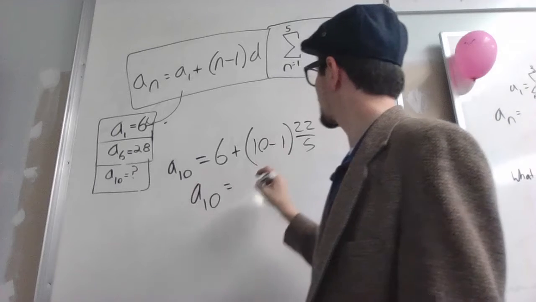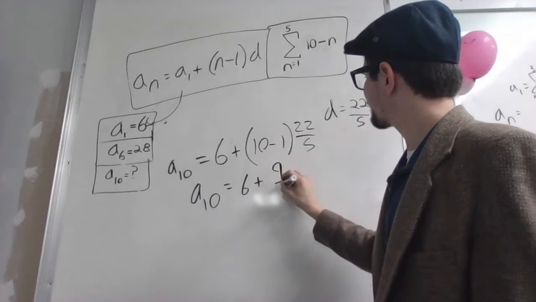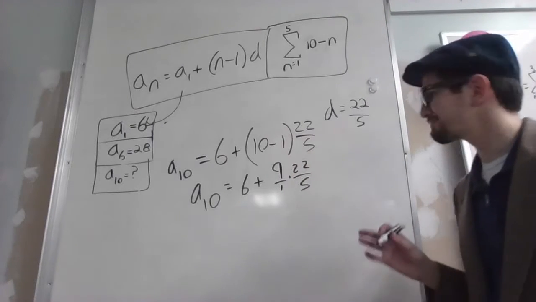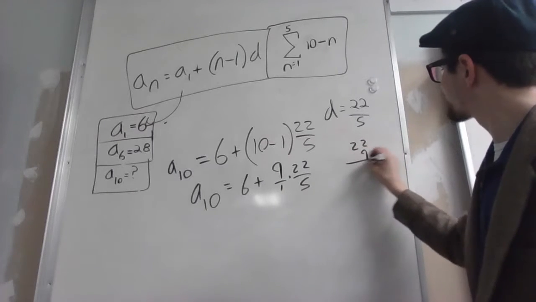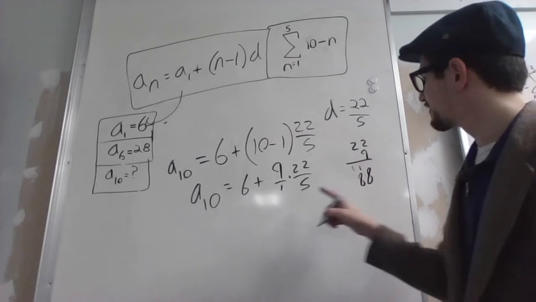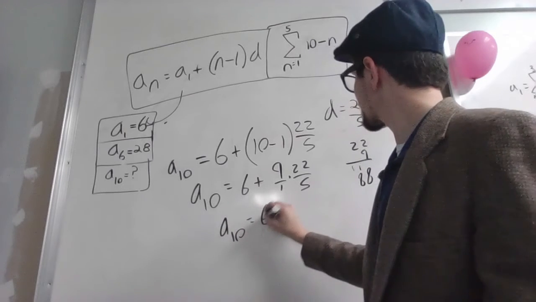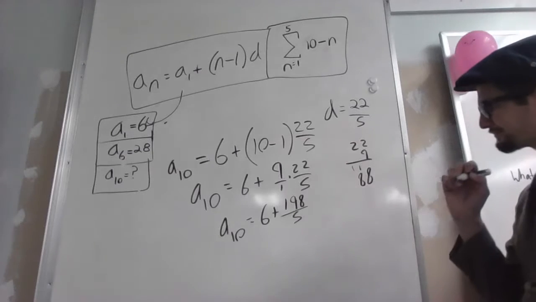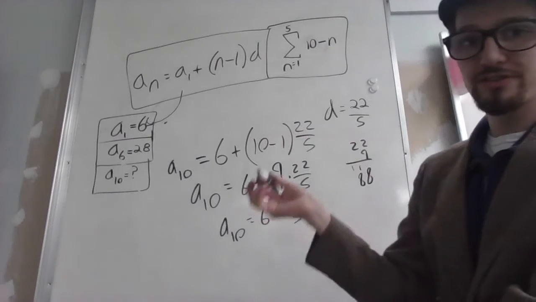So what's 10 minus 1? It's very obviously 9. So 9 times 22 over 5. Probably better suited for a calculator, but we do 22 times 9, we get 9 times 2 is 18, 9 times 2 is 18, we get 198 over 5. That's terrible. So we get A sub 10 equals 6 plus 198 over 5. Fantastic. So if we were to simplify this even further, we'd use a calculator.